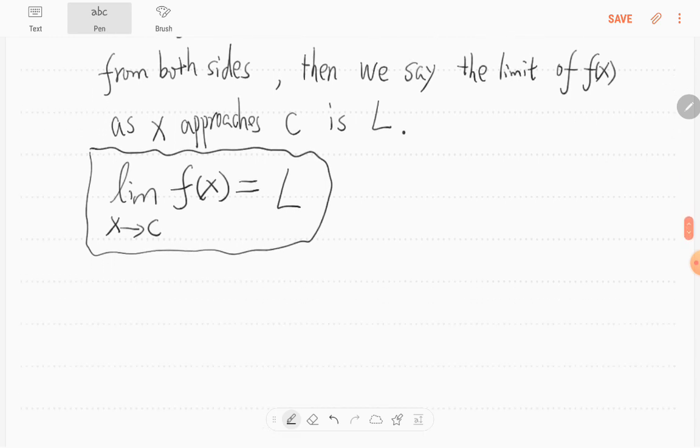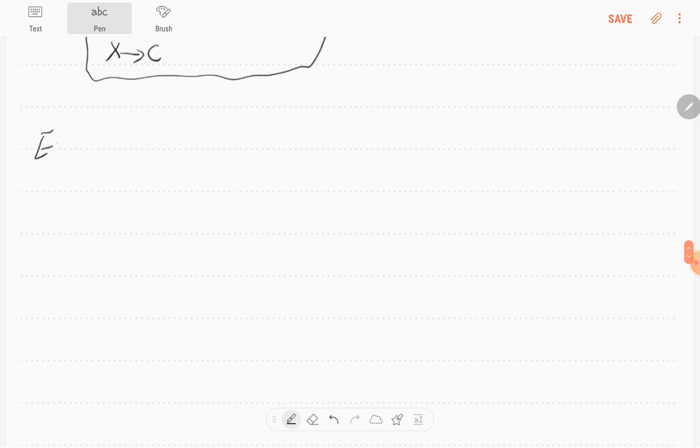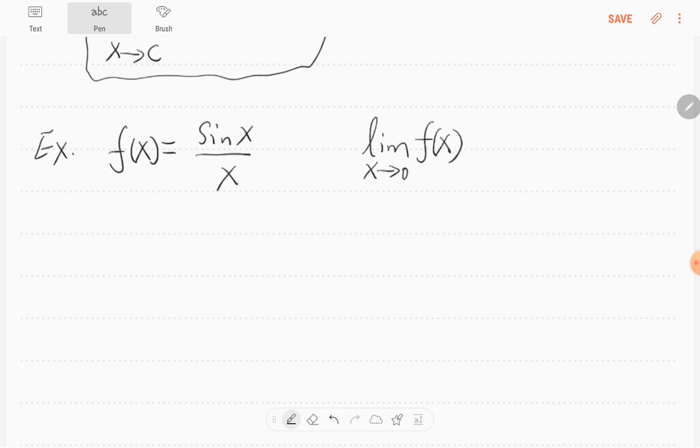Okay, so now let's look at another example. The example is f of x equals sine x over x. So we want to know what is the limit as x approaches 0 of f of x. When x approaches 0, the first thing is you cannot plug in 0, because the denominator would be 0, right? And the numerator is also 0. So we cannot know what the number is when x equals 0 for this function.